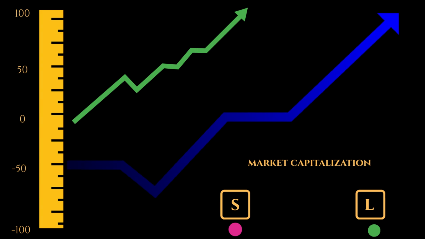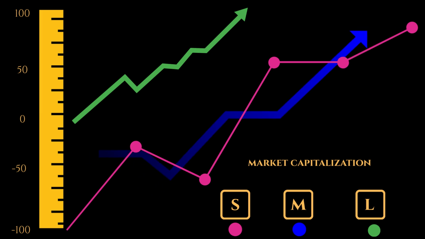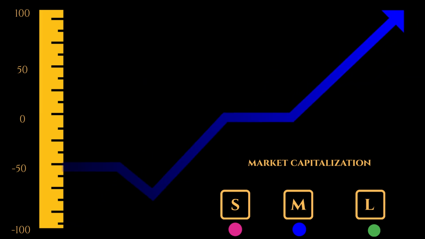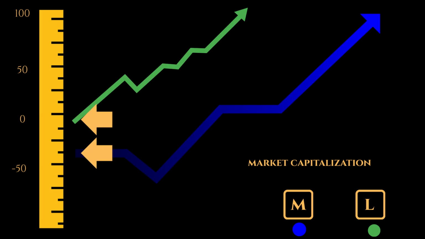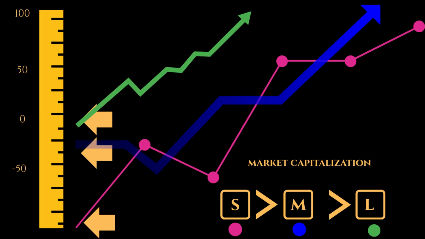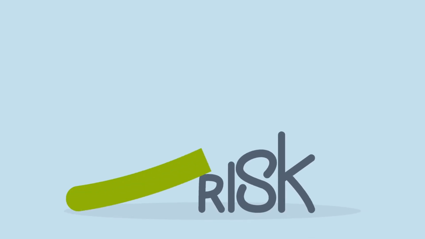The blue line graph represents a mid-cap company, which is less volatile than small-cap and more volatile than large-cap. Mid-cap provides less return compared to small-cap and more return compared to large-cap. That is why it is said, greater the risk, greater the return.